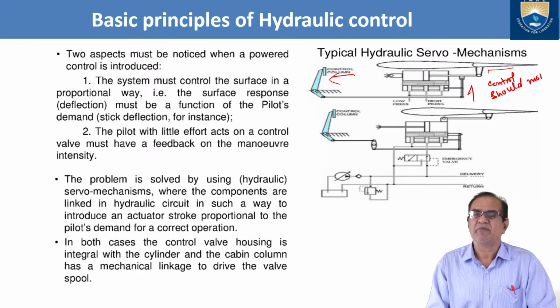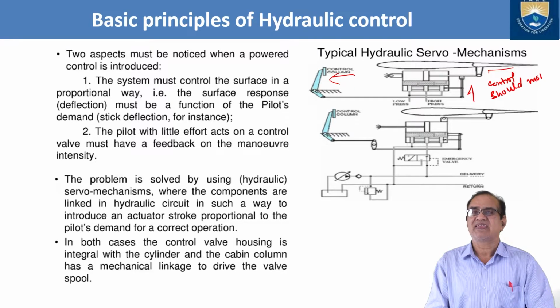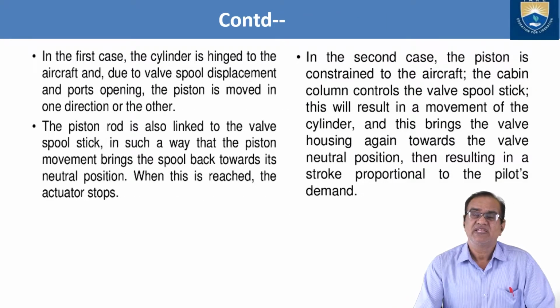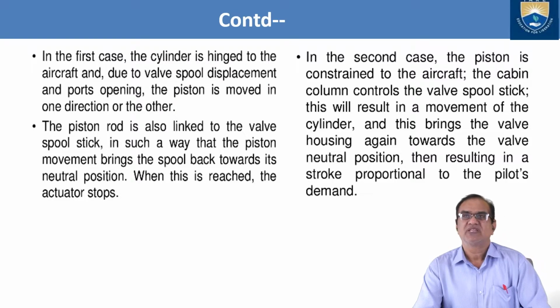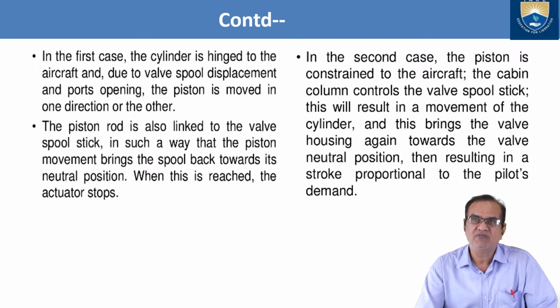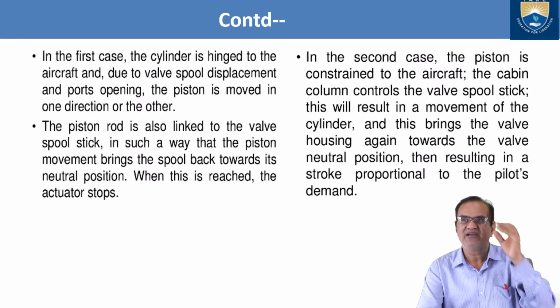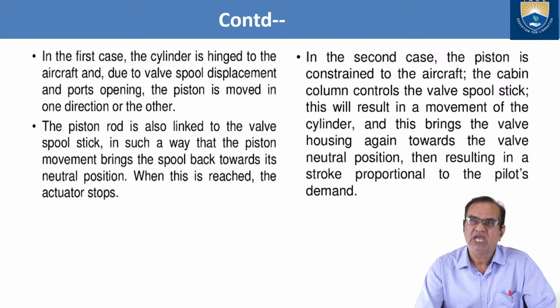In both cases, the pilot valve housing is integrated with the cylinder and the cabin column has a mechanical linkage to drive the valve. In the first case, the cylinder is hinged to the aircraft, and due to valve spool displacement and ports opening, the piston is moved in one direction or the other. The piston rod is also linked to the valve spool stick in such a way that the piston movement brings the spool back towards its neutral position. When this is reached, the actuator stops.